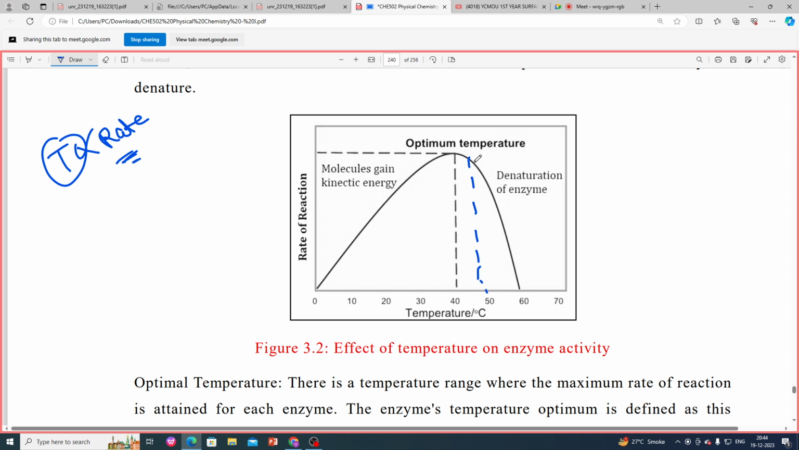But after 50 degrees Celsius, the activity is going to decrease; see the rate of reaction and the temperature. Molecules gain kinetic energy at the temperature of 40 degrees Celsius. And if you pass 40 degrees Celsius, then it is going to continuously go down. After 60 degrees Celsius, the rate of reaction drops. That is the effect of temperature on enzyme activity.